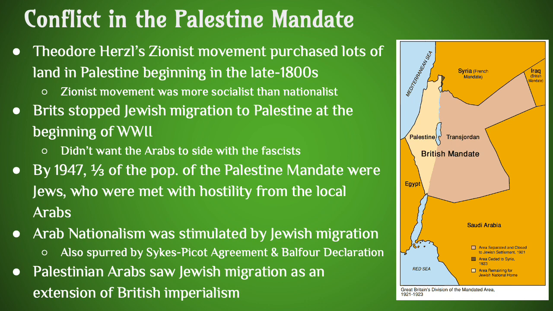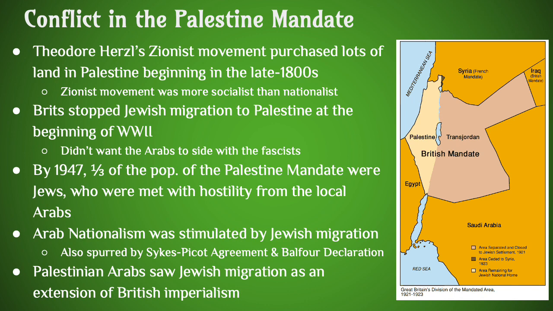A flashpoint of tension in this part of the world during this period is in the Palestine Mandate. If you recall, Theodor Herzl founded a Zionist movement in the late 1800s to create a homeland for the Jewish people. They started buying up land before even the beginning of the 20th century. But the Zionist movement was less nationalist and more socialist. So they were really trying to create a socialist paradise eventually in Palestine.